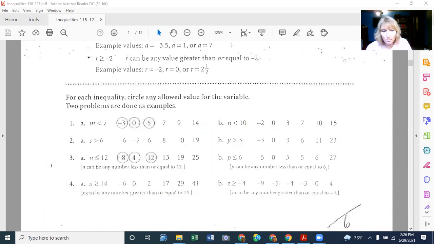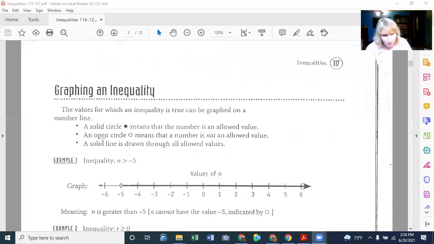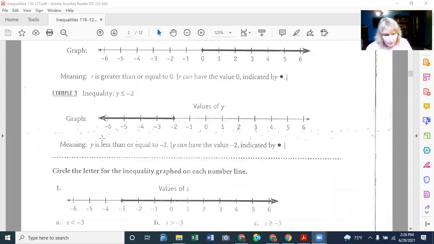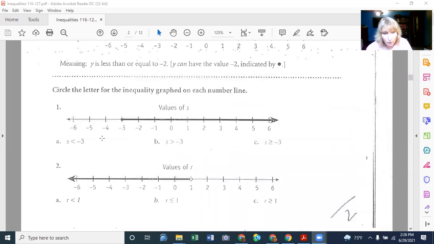Okay, let's go on to, I want to do page 117, number 2. So let's scroll down here. If you want to turn to that page, way at the bottom here, circle the letter for the inequality graphed on each number line. So you'll see here, we have an open circle here at +1. The arrow is going to the left of +1.